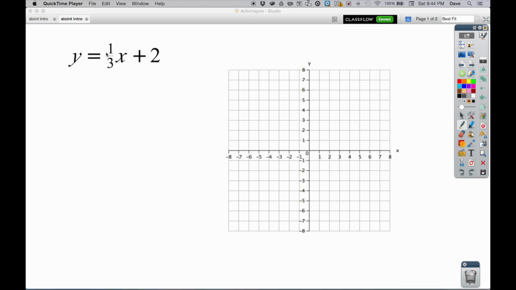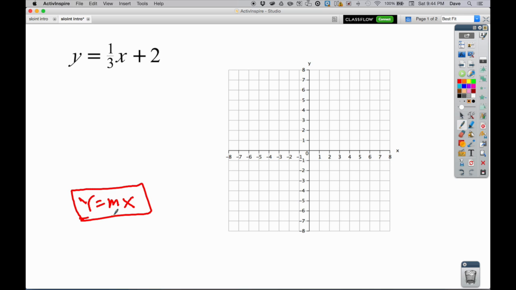Alright, so this is the lesson on something called slope-intercept form. Before we get into the formal part of slope-intercept, I just want to talk about why this is the next lesson. In the last lesson, we talked about direct variation equations and the idea that that type of equation, y equals m times x, could be used anytime we had some kind of proportional relationship.